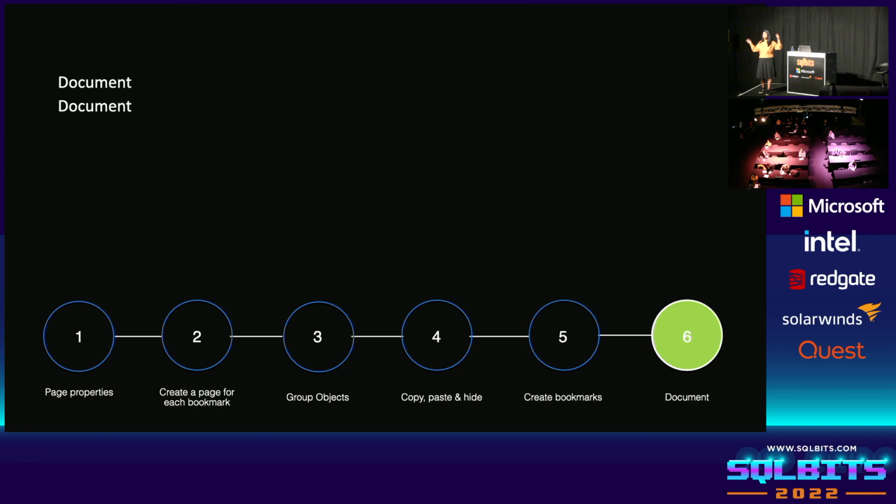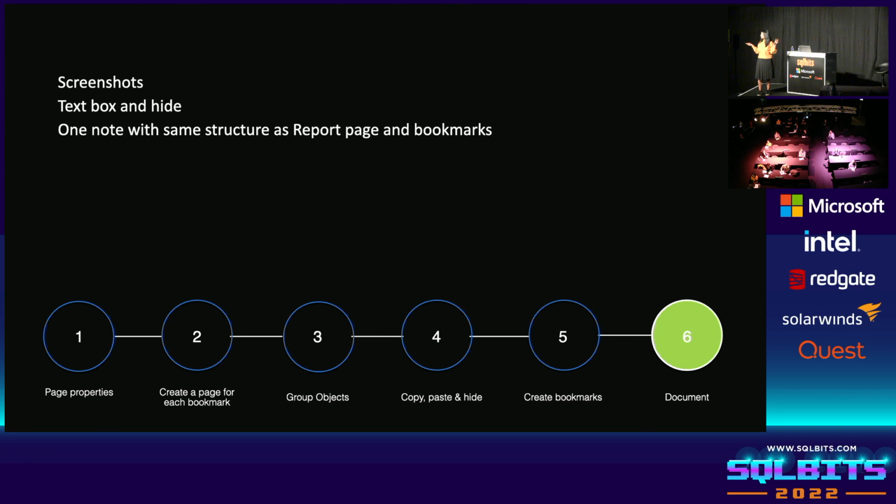And document. There are so many things you could document. My favorite one is to create a OneNote with the same structure as your bookmarks and the report page. So at least you know, and you could take screenshots and keep them there. Or you could keep a text box within your group. Groups are really good because next time, if you want to add an extra visual to your group, you could always add it to the group. Instead of putting it somewhere else, if you add it to the group, you don't have to make other changes. The entire group is automatically hidden or the entire group is shown. So that is a good way to do that.